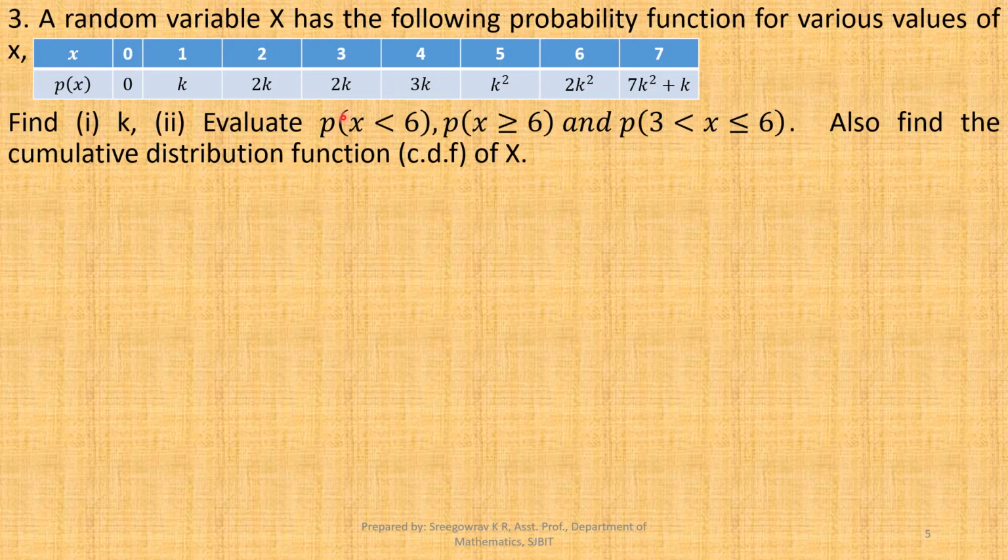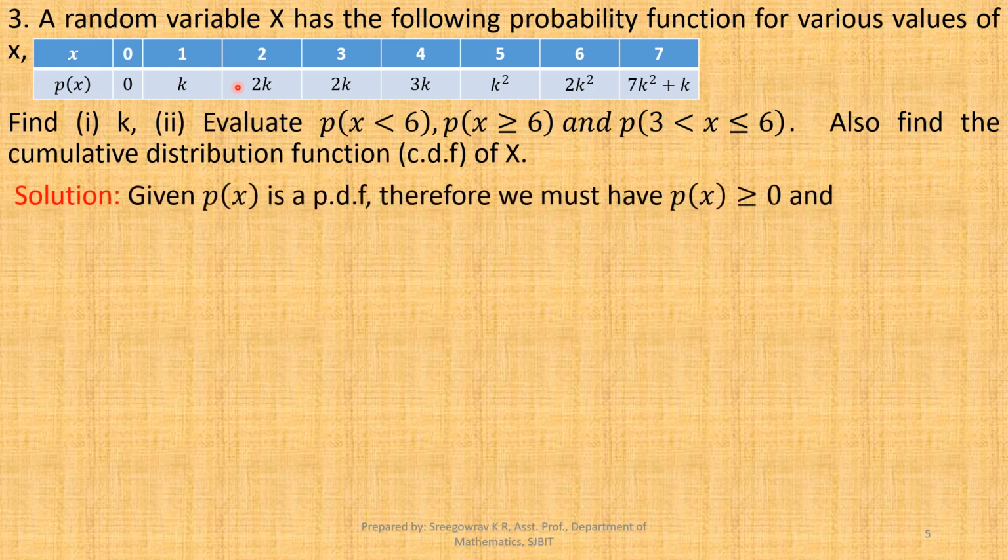The third question is given like this. A random variable x has the following probability function for various values of x. Find the value of k and evaluate the probability of x less than 6, greater than or equal to 6, and between 3 to 6. Also find the cumulative distribution function of x. Okay. Start with the basic step.